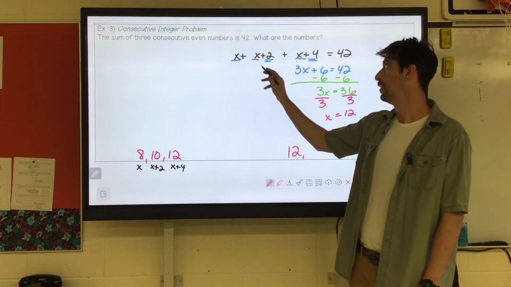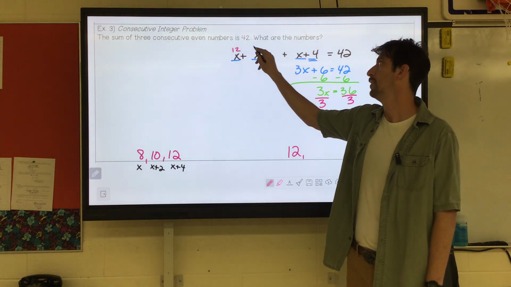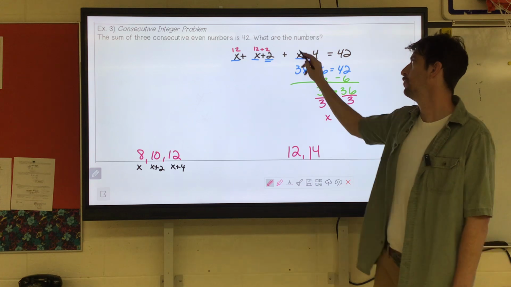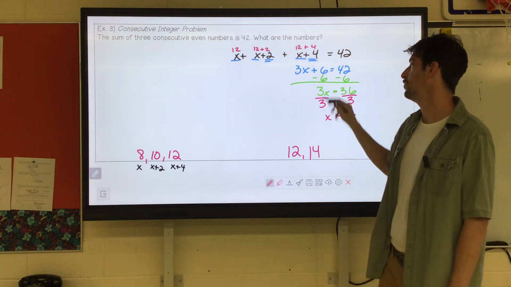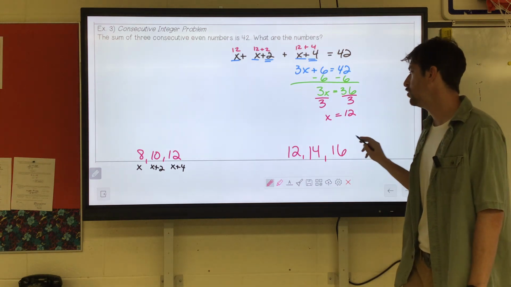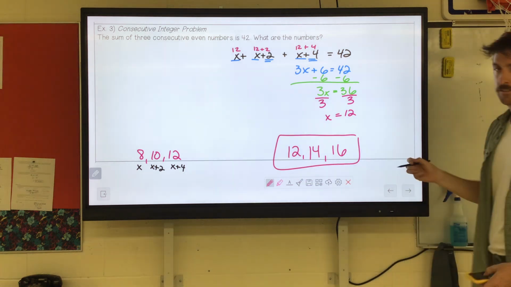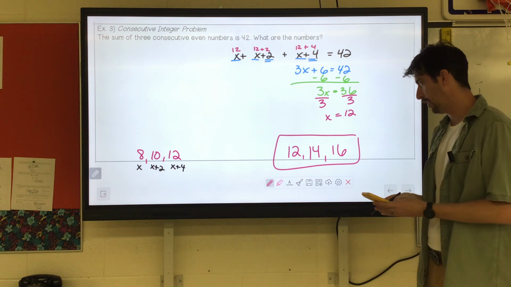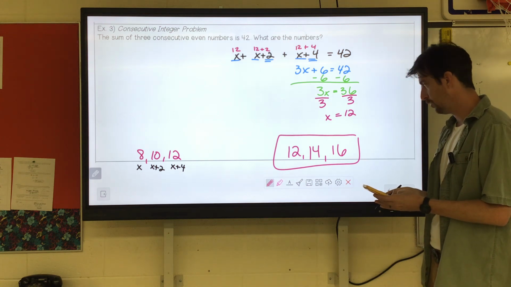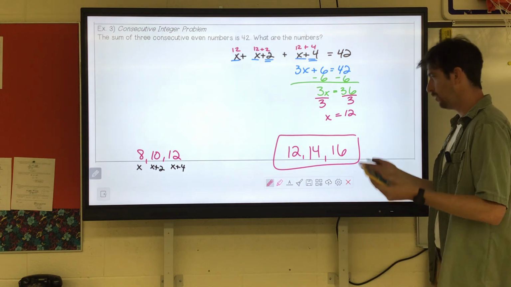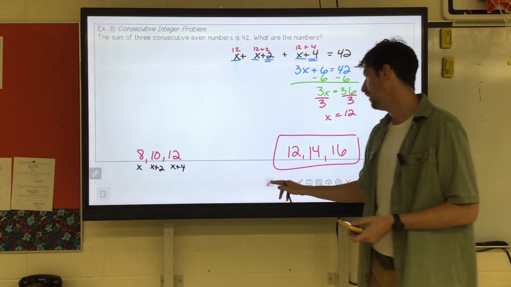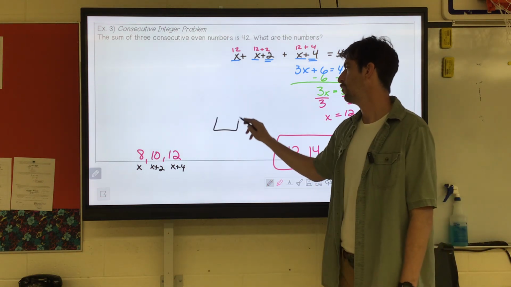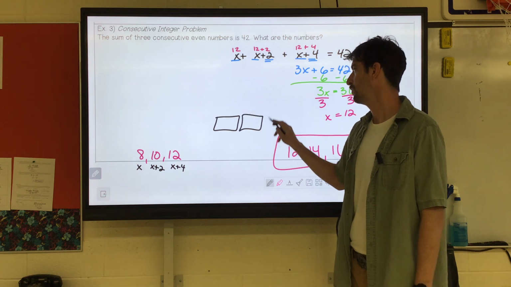Then we got to do 12. Here's 12 plus 2, which is 14. And here would be 12 plus 4, which is 16. These should be our 3 consecutive even integers that add up to 42. Let me double check that. 12 plus 14 plus 16. 42. Fantastic.